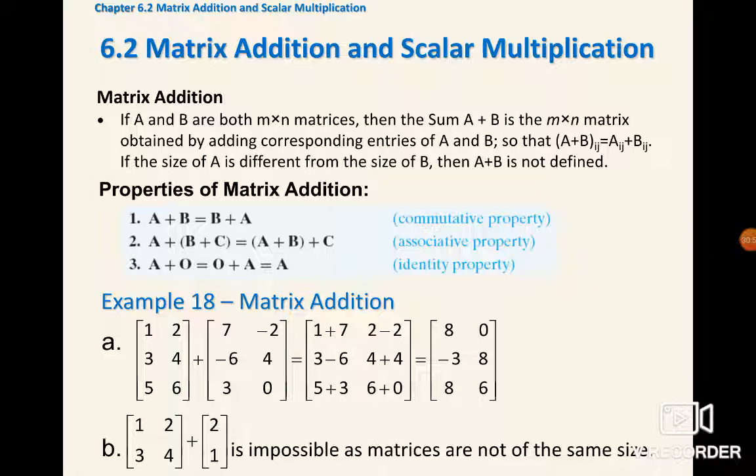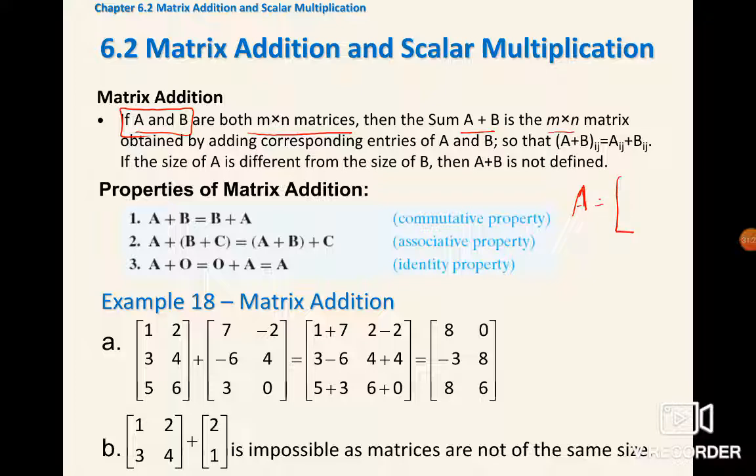Matrix addition. If A and B are both m by n matrices, I mean both the matrices of the same type, the sum A plus B is the matrix of m by n, the resultant matrix is also of the same size m by n, obtained by adding corresponding entries of A and B. Element wise we are going to add. A very simple example, I will show you here.